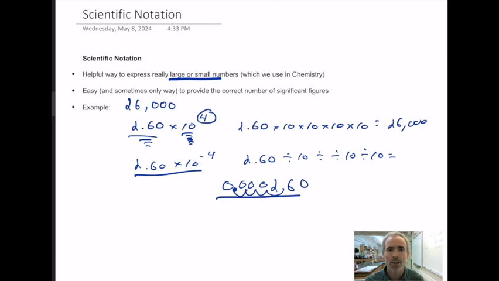And you might say, Mr. Lauder, why would I do that? Because I'd just rather write 26,000, even though it's the same thing as 2.60 times 10 to the 4th, I'd just rather 26,000 because that looks more familiar. Well, that's where our first point comes into play, okay?